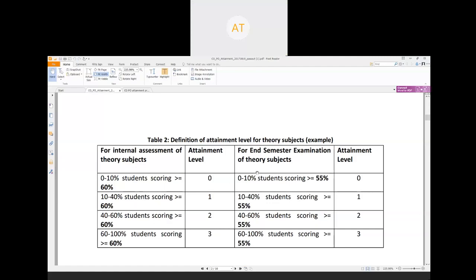Here we are talking about 0 to 10% students scoring greater than or equal to 60%. That means out of a class of 100 students, there are 10 students who have scored more than 60%.